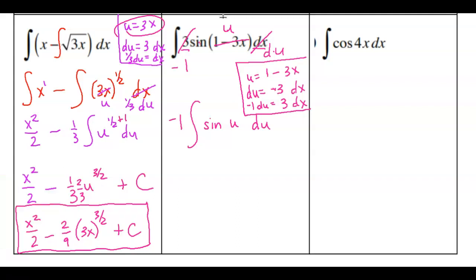Okay, so now I need to think, what function has the derivative of sine? Well, that's negative cosine. Okay, so then 2 negatives make a positive. I get cosine of u. I want to plug back in. And then you can check yourself. Is the derivative of cosine of 1 minus 3x using a chain rule positive 3 sine, and so on. Okay.